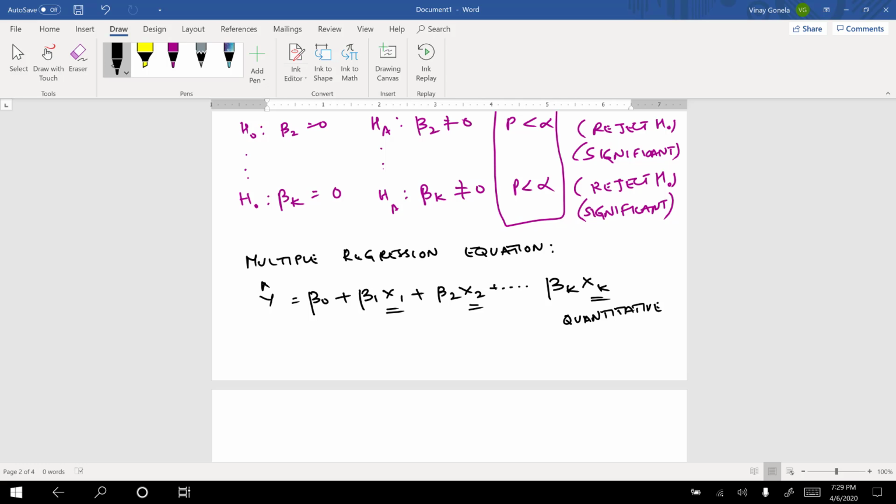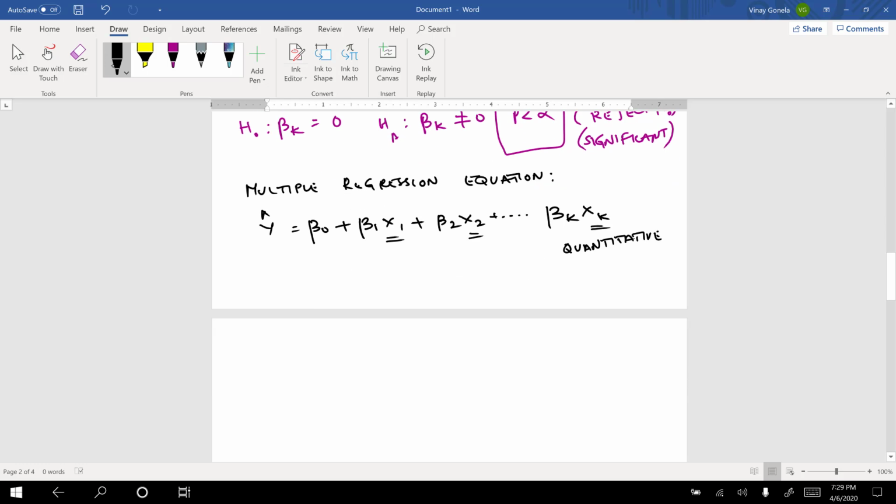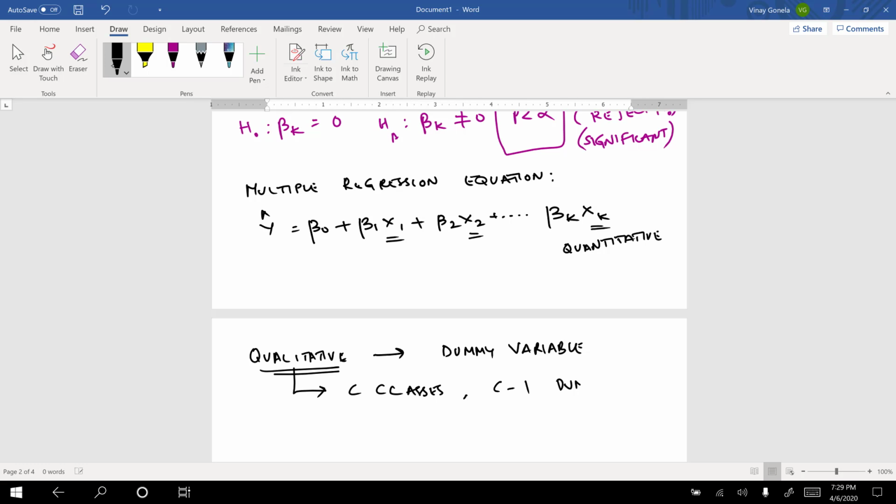However, if any of these variables are qualitative, then you introduce some dummy variables. So the idea is, if you have a qualitative variable with C classes, you will introduce C minus 1 dummy variables.